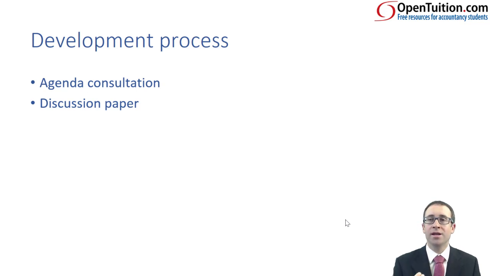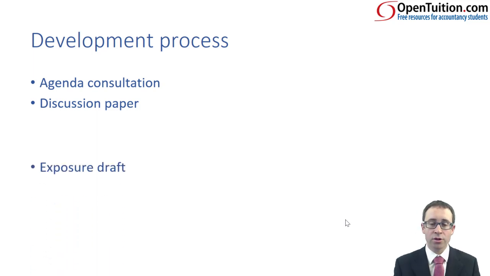But the discussion paper is, if you like, the first publication on that particular issue. The agenda consultation is essentially the work plan and just details the areas where the work wants to be done. The discussion paper, if you like, is the first publication that is issued by the ISB with regards to the specific issues that they consider.